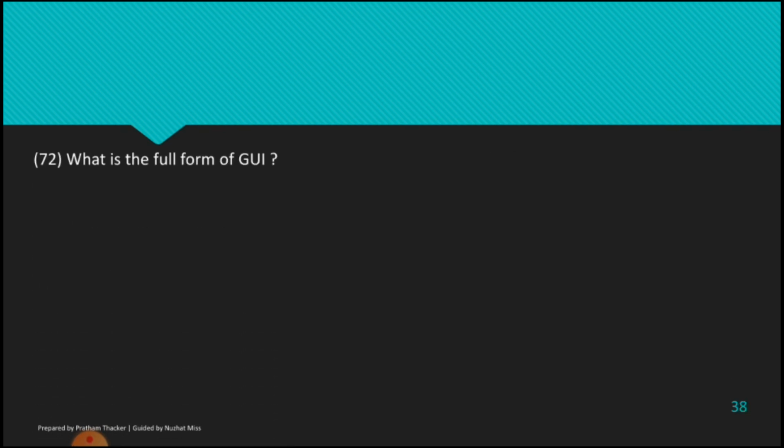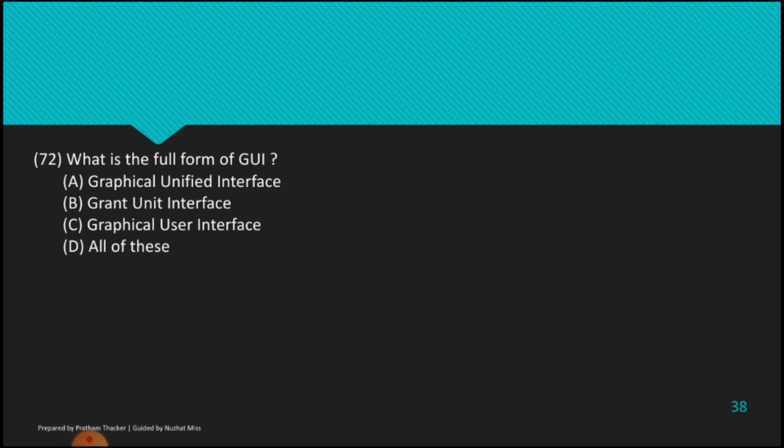Question number 72. What is the full form of GUI? Option A, Graphical Unified Interface. Option B, Grant Unit Interface. Option C, Graphical User Interface. Or option D, all of this? Answer is option C, Graphical User Interface.